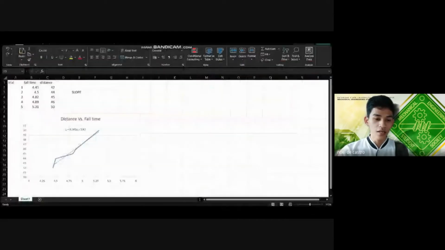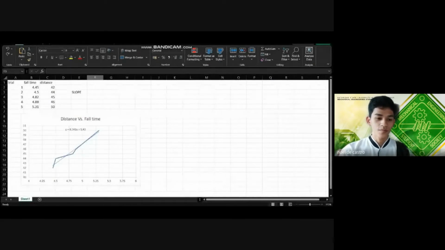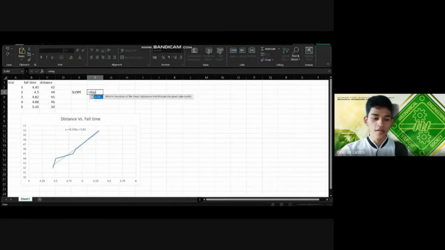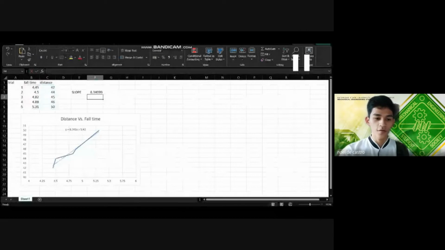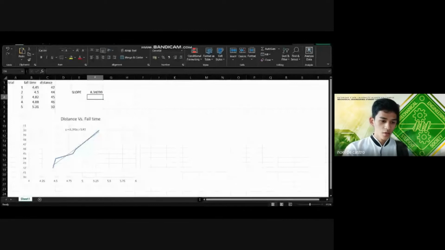To calculate the velocity, we computed the slope using a height-time graph. We use two different ways to calculate the slope in the experiment. The first one is by using the formula in Excel, and the computed slope is shown on the screen, which is 8.34099, and using the graph, the slope obtained is 8.341.